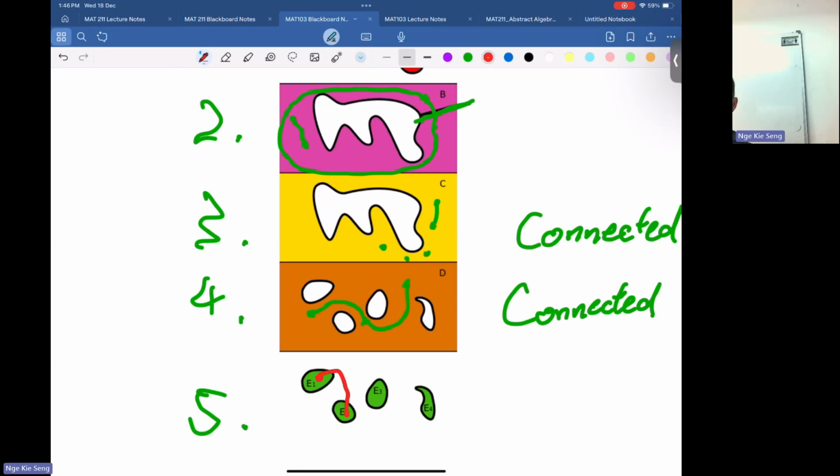Then, if you form a path here, this path is not living inside the green region. So it is not the path we can consider here. But within E1, within E3, within E4, it is still connected. And then we will say that here we have 1, 2, 3, 4, 4 connected components. Each E_i itself is connected.